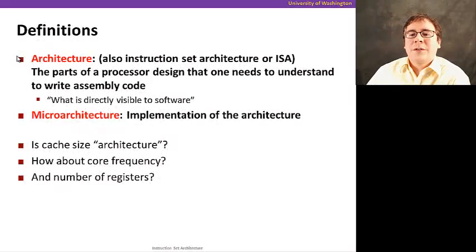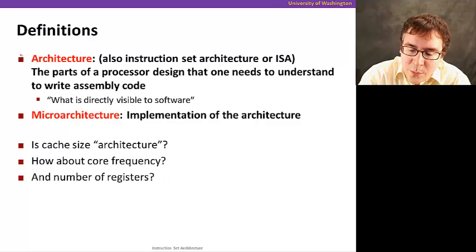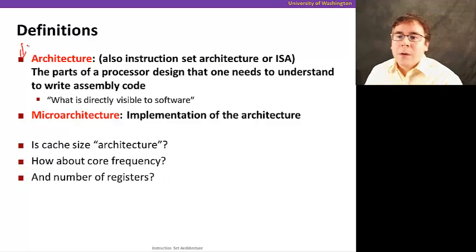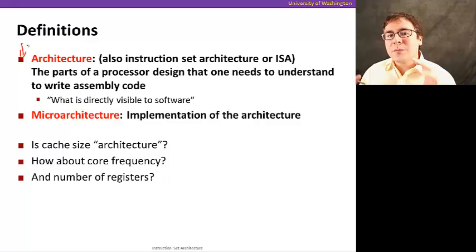Hello again, everyone. So let's continue our section on basics of architecture and machine programming. First, let's start with the definition. So what is architecture? Well, architecture, which is the same thing as instruction set architecture, are the parts of the processor design that one needs to understand to write assembly code. Remember, it's the hardware-software interface, really.